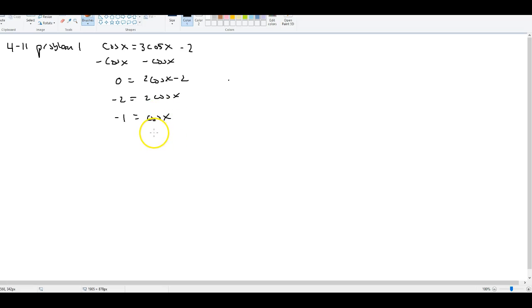And then it says solve for principal values. Principal values for cosine are going to be the top quadrant, right? So it's from here to here. Where does cosine give me negative 1? Cosine gives me negative 1 right here at 180 degrees. So x equals 180 degrees, and I am done.